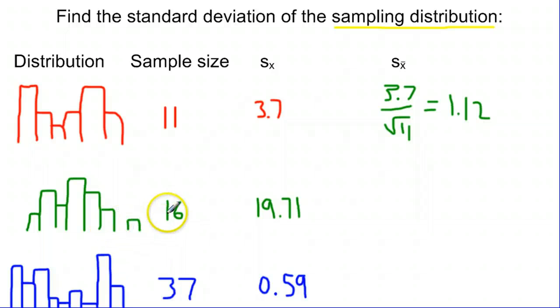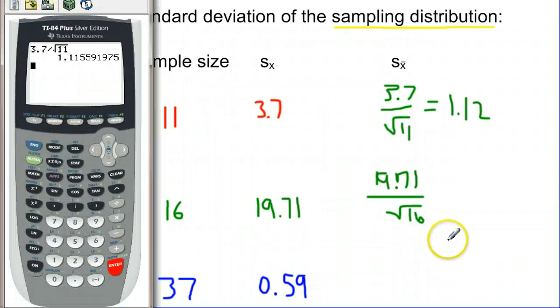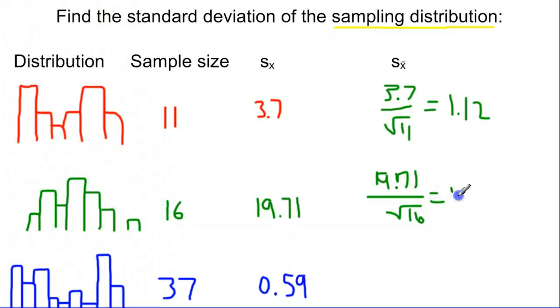Next one here, we have a sample size of 16, original standard deviation of 19.71. Again, all we do is take our original standard deviation, 19.71, and divide it by the square root of 16, which hopefully you know is just 4. So 19.71 divided by the square root of 16, but again we could just divide by 4. And that's going to be 4.93 if we round that off.